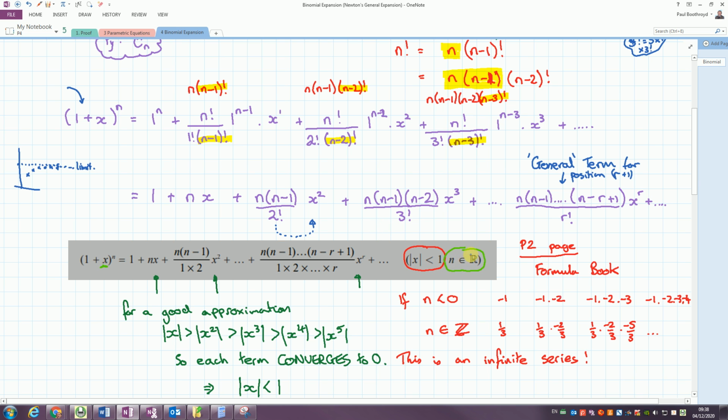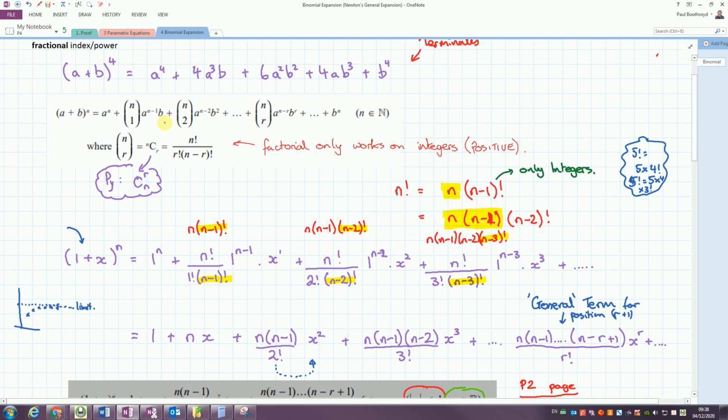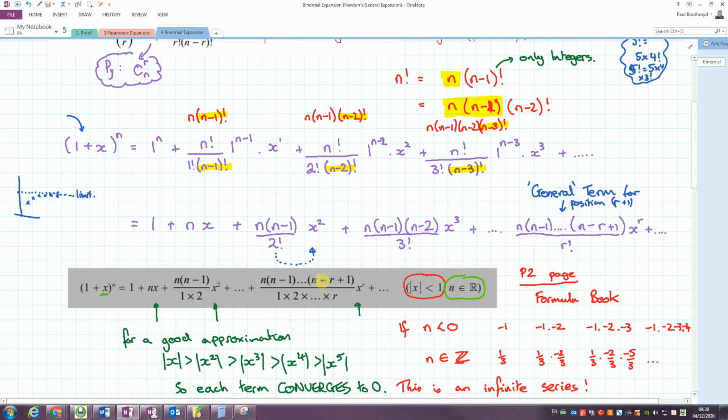But now n can be any real number. That's a fraction, it's any form of decimal, it can include integers. Actually, it doesn't matter. If you use an integer in here, one of these terms becomes 0 and it drops out anyway. So you can use this for integers if you can get it into this form.